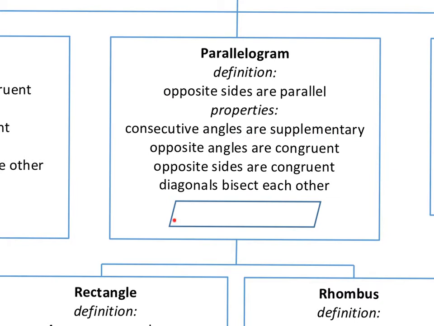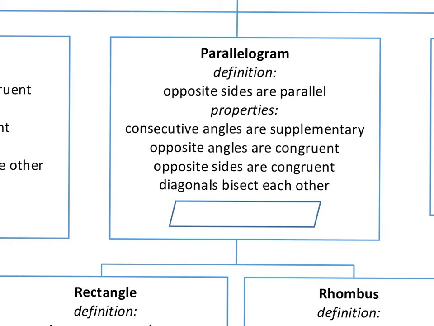So these two angles have to add up to 180, and that's because these lines are parallel and these are same side interior. And also this angle is supplementary with that angle, again because those lines are parallel and they are same side interior. So consecutive angles are supplementary.